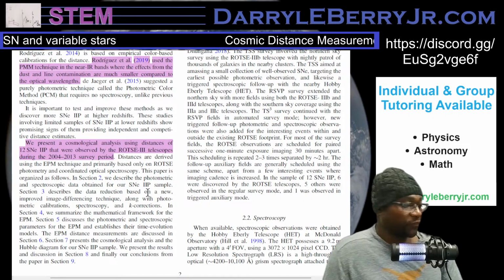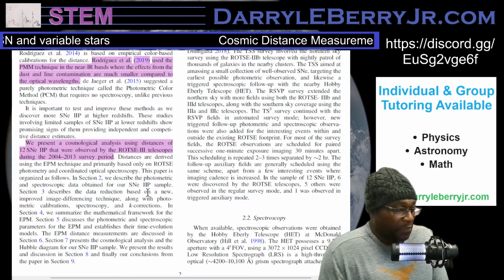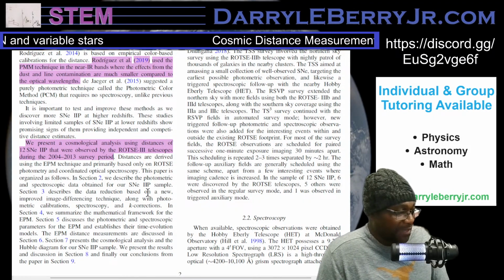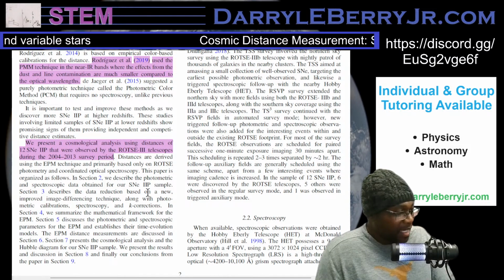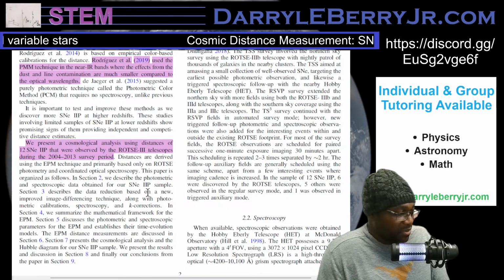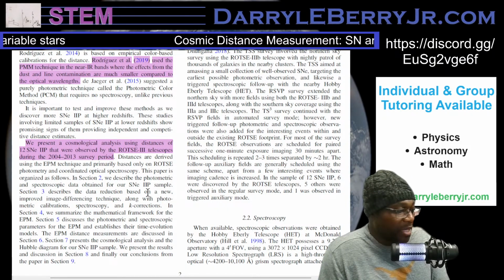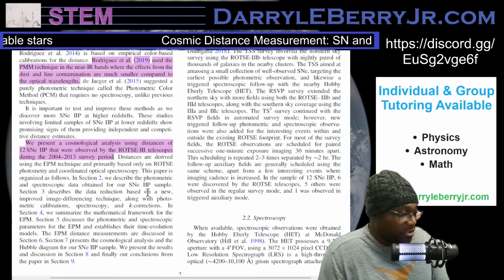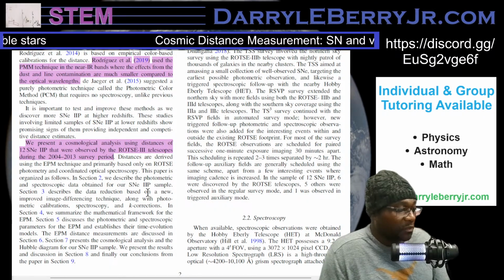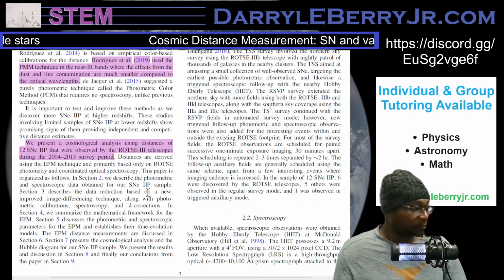Section 5 discusses the photometric and spectroscopic parameters for the expanding photosphere method and establishes the time evolution models. The expanding photosphere method distance measurements are discussed in section 6, and section 7 presents the cosmological analysis and the Hubble diagram for our supernova 2P sample. We present the results and discussion in section 8, and finally our conclusions from the paper in section 9.